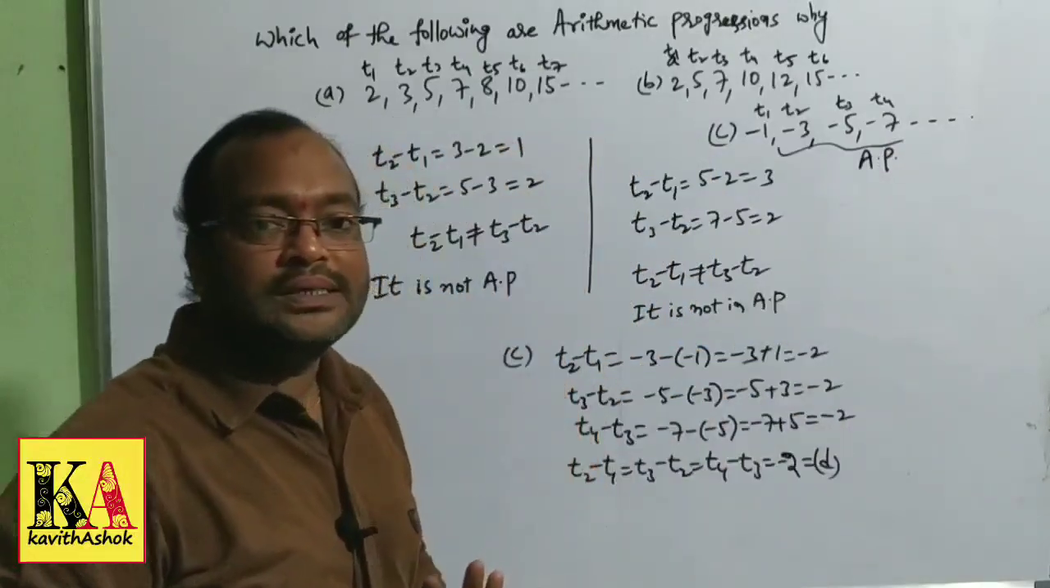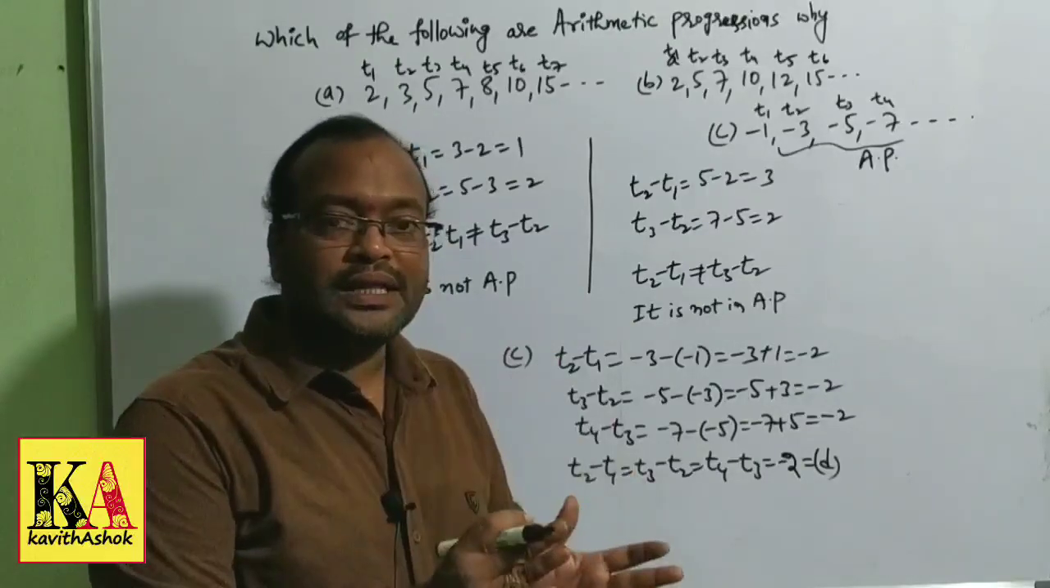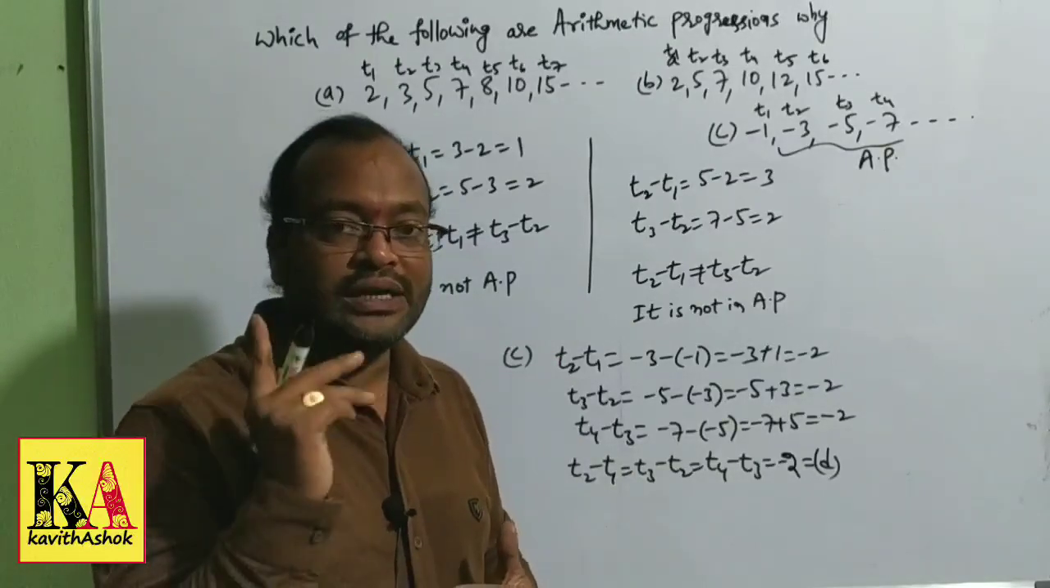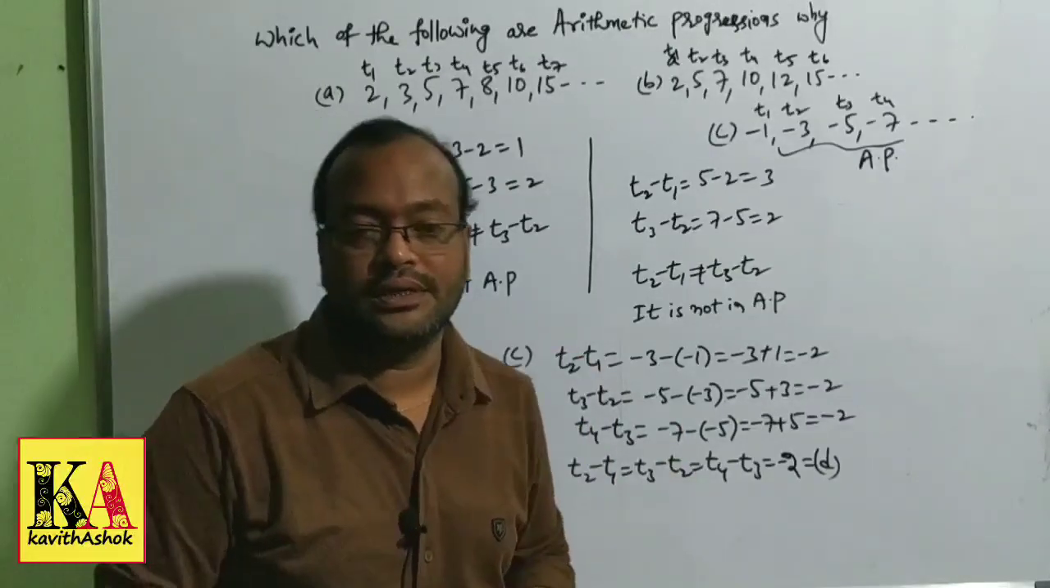Whenever a problem is given, we have to know whether the progression is an arithmetic progression or not. Simply, the thing is finding the common difference. If one check fails, we can easily say that it is not an arithmetic progression.